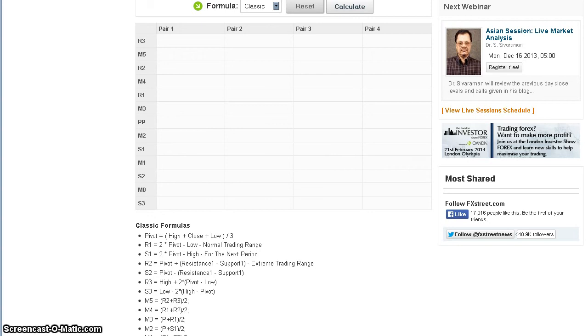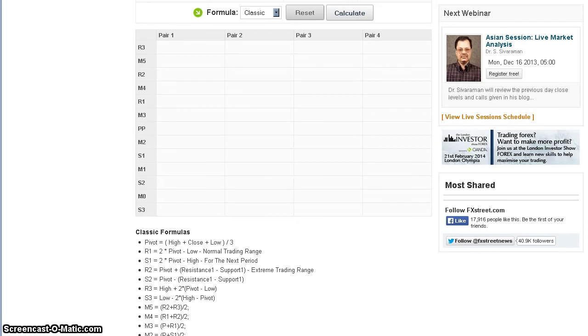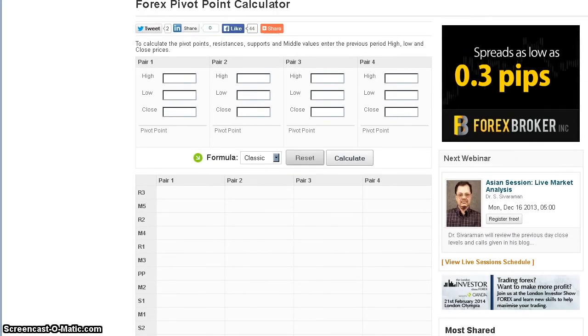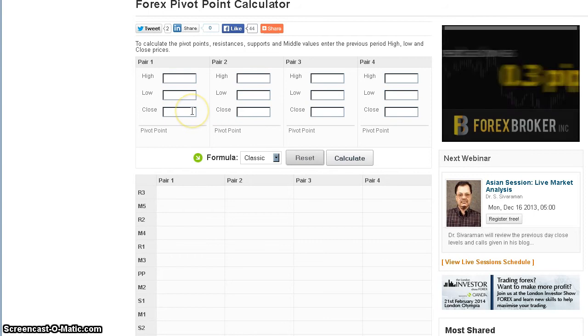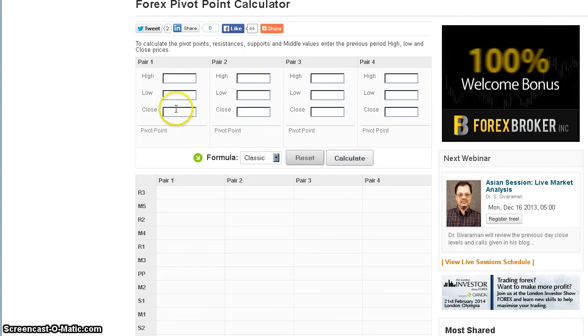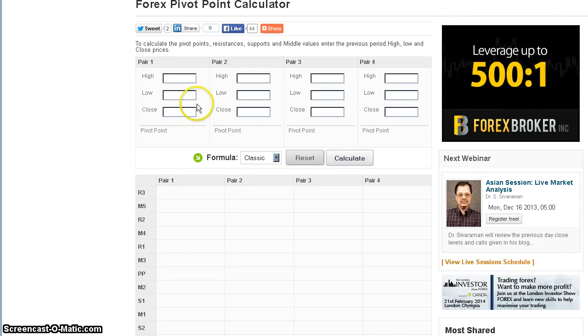I'm at the FX Street site, and I'm looking at the pivot stuff here, and I'm just kind of giggling because I don't think I'd ever be able to trade like this, even if I was making money. Just because I'm a contrarian, I'm not really a big fan of anything that everybody else is doing. But here's where you would enter your data, the high, low, and close. And I'm just going to say for my pivots, I would never put a high and low in my pivot.